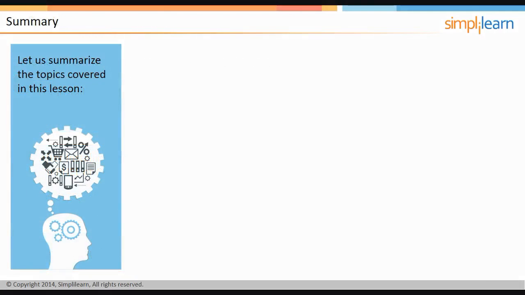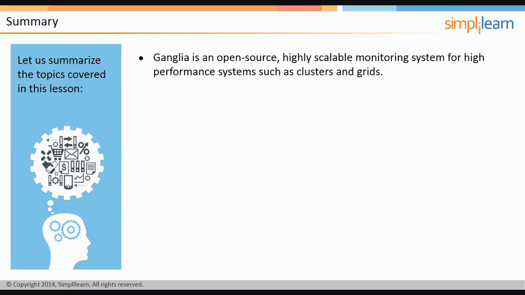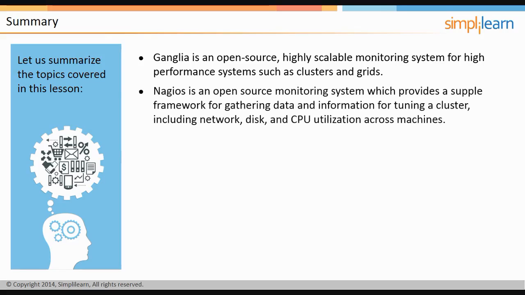Let us summarize what we have learned in this lesson. Ganglia is an open-source, highly scalable monitoring system for high-performance systems such as clusters and grids. Nagios is an open-source monitoring system which provides a flexible framework for gathering data and information for tuning a cluster, including network, disk, and CPU utilization across machines.